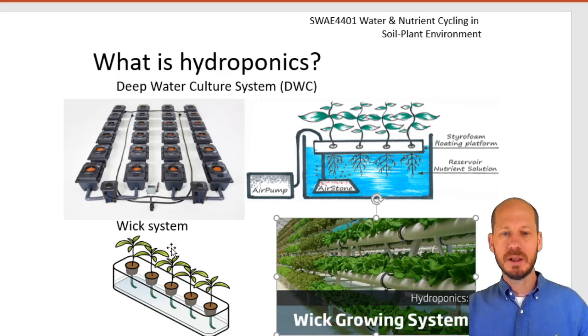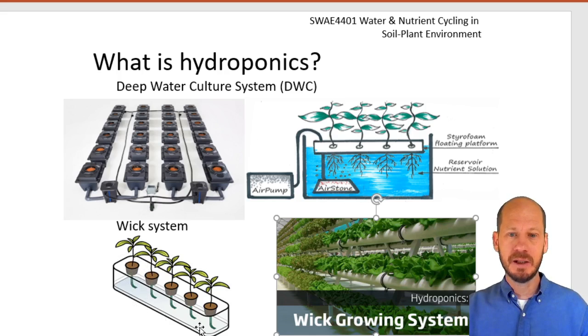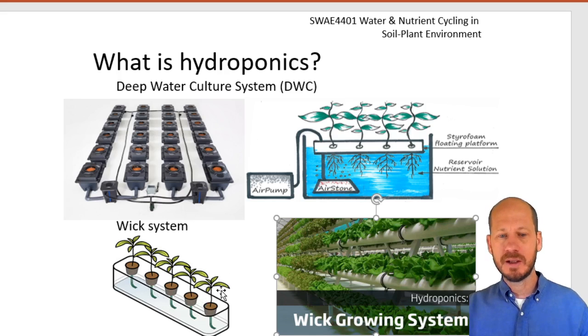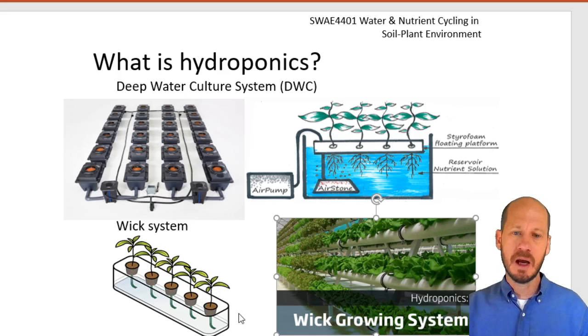The wick system has some very high capillarity fiber that is dipped inside the nutrient-rich solution, and the roots are in contact with this high capillarity material. As the solution dries up in the region where the plant's roots are, just by capillarity, the solution is being taken up. This is a wick system. These are very useful and can be managed in large scales also.